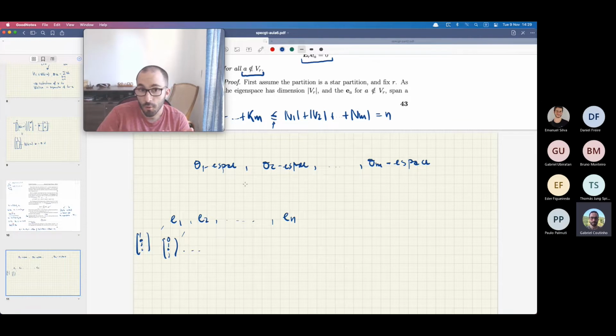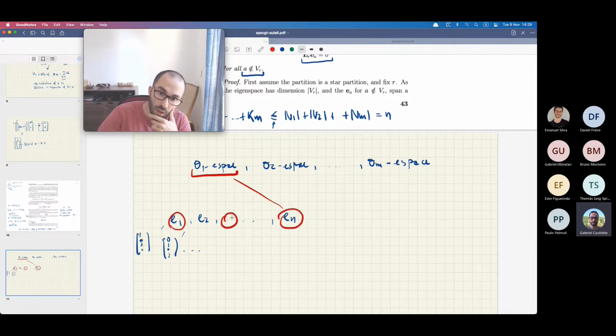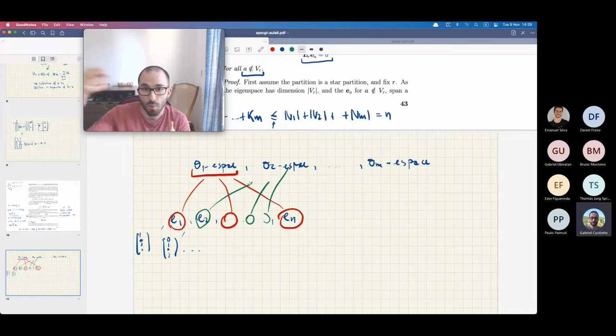Now, what we know is that a star basis exists, and a star basis is a choice of some of these guys that you will project into the theta 1 eigenspace, and their projections will form a basis for that space. Then you pick another subset of these guys, you project onto the theta 2 eigenspace, and they will form a basis for that space, and so on. So you partition these guys, you send a couple of them to each one of the eigenspaces, and you're good to go.